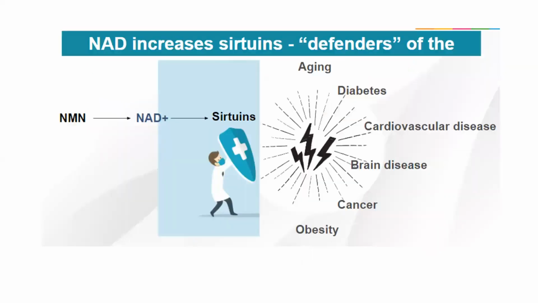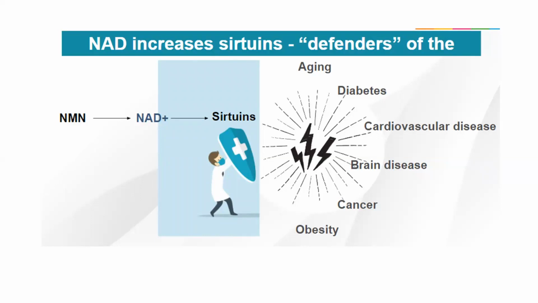Okay, so now this is it. You take NMN, it boosts your NAD plus levels, sirtuins are activated, and then you begin to combat diabetes. Imagine your own body now beginning to combat diabetes, cardiovascular diseases, brain diseases, cancer, and obesity. For cancer, chemotherapy patients and radiotherapy patients need it because their own body's sirtuins will be activated.